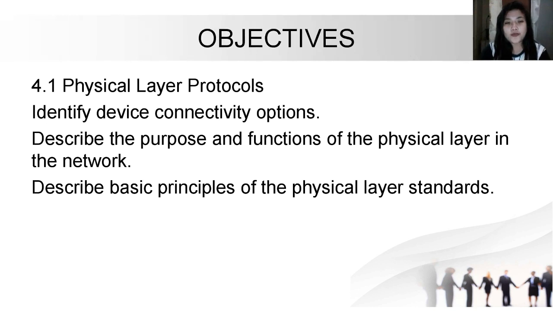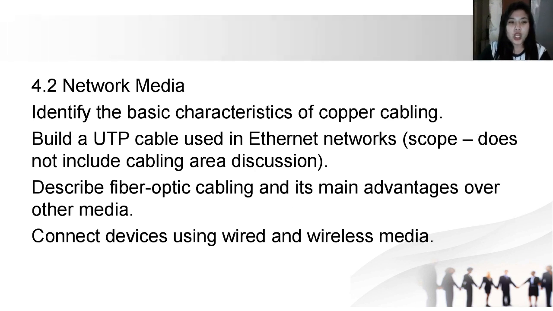So for the objectives of this chapter, physical layer protocols: identify device connectivity options, describe the purpose and functions of the physical layer in the network, and describe basic principles of the physical layer standards. For network media, identify the basic characteristics of copper cabling and build a UTP cable used in Ethernet networks. Scope does not include cabling area discussion.